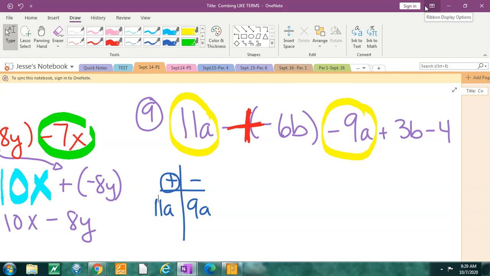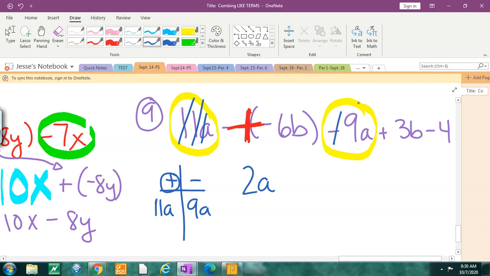What's the answer for the A's? Negative 2a. Well, wait, no, sorry, 2a. There you go. Yeah, 2A. Very good. So 2A, see that? And then let's go ahead and take that out so it doesn't bother me anymore. So now let's do the B's.